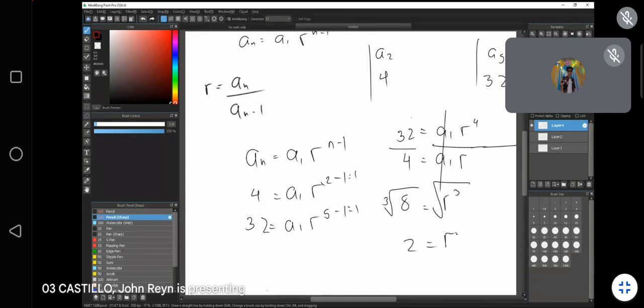Any questions so far? John Rain? Don't forget to cube root the R cubed, because I'm seeing the cube root of R cubed. Then the cube root and the cube cancel, and only R is left. Okay, very good.